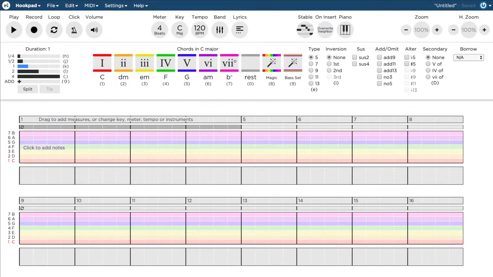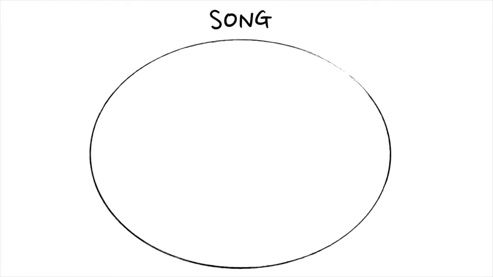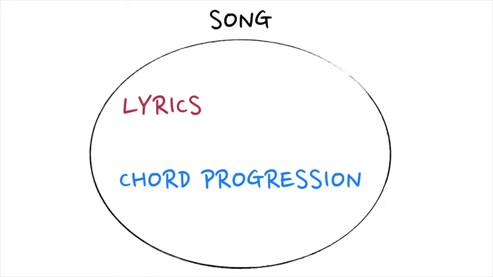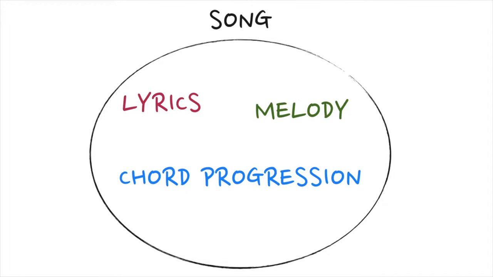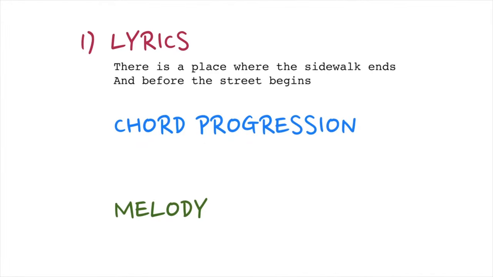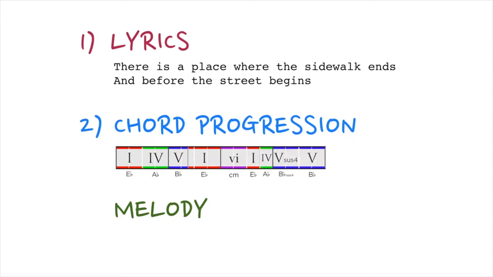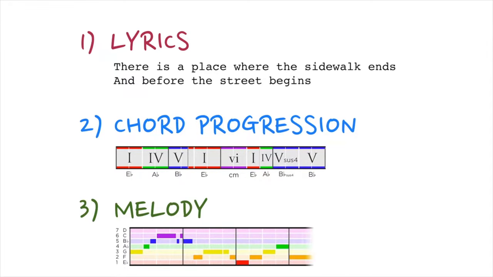In this video, we'll use Hookpad's lyrics tool and record tool to write a simple verse. Of the three main elements that form the basis of a song, lyrics, chord progression, and melody, there's no right or wrong place to start. In this video, we'll demonstrate starting with the lyrics, then writing the chord progression, and then finally the melody.